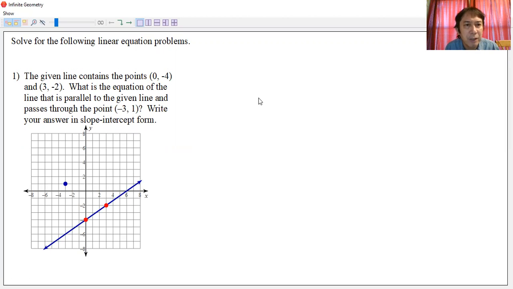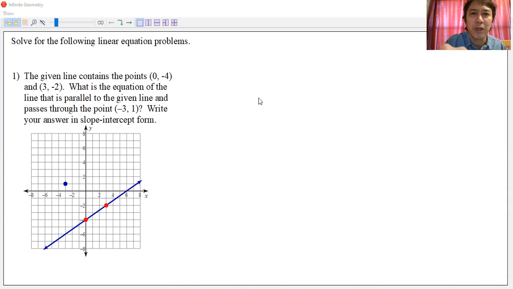Solve for the following linear equation problems. Here's the first number. The given line contains the points (0, -4) and (3, -2). What is the equation of the line that is parallel to the given line and passes through the point (-3, 1)? Write your answer in slope-intercept form.